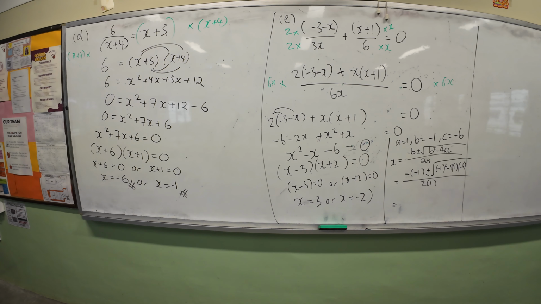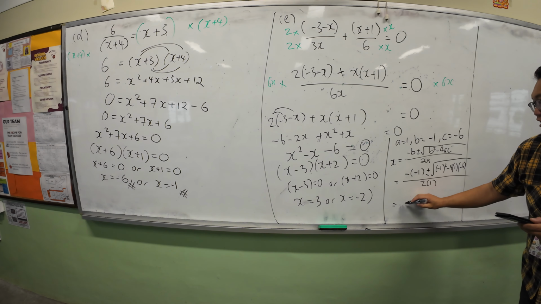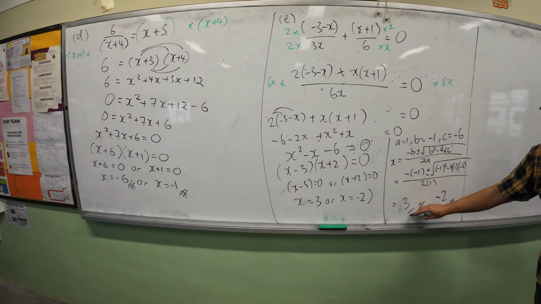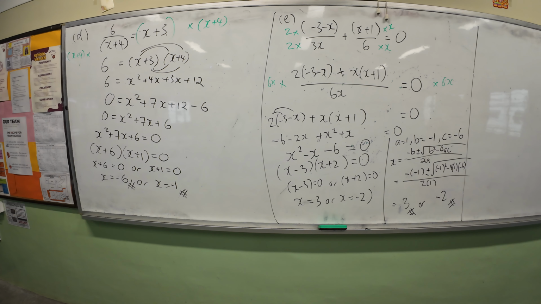Fraction: negative 1 plus square root of bracket negative 1 bracket squared minus 4 times 1 times negative 6, divided by 2 times 1. Calculator tells me 3. Then go back to the plus, change it to minus, and I get negative 2. Okay?